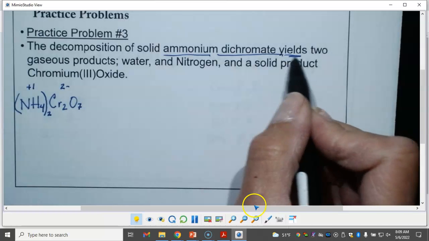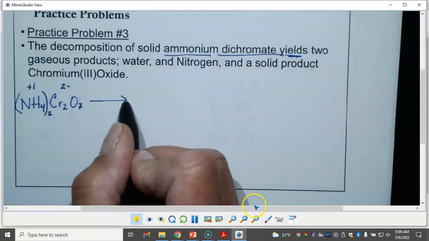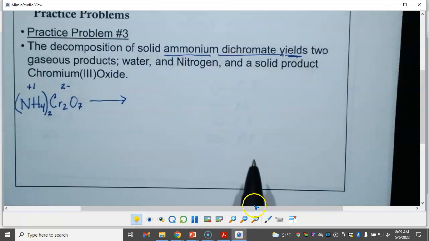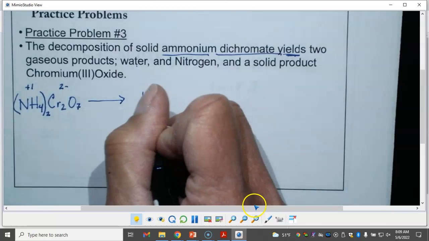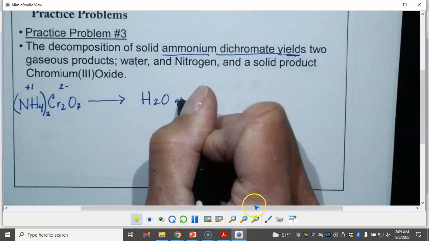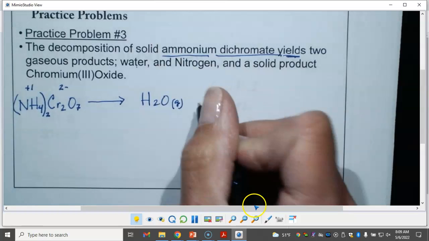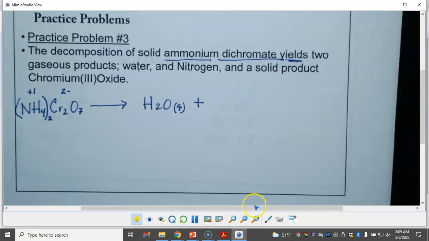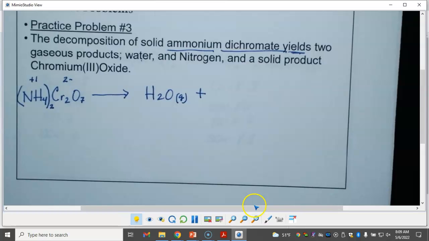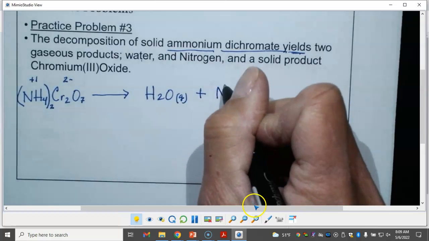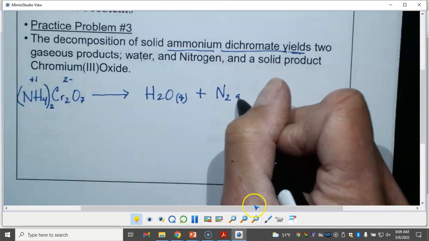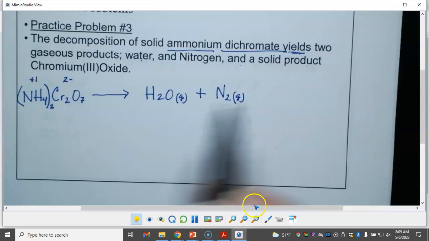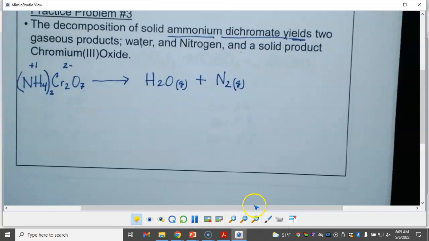So it says yields, so I'm going to put my arrow. 2 gaseous products. It's going to give us water, which we know is H2O, and it's a gas. And plus nitrogen. What's so special about nitrogen all by itself? Subscript 2. And it's a gas as well, so I'm going to put G. And a solid product, chromium 3 oxide.